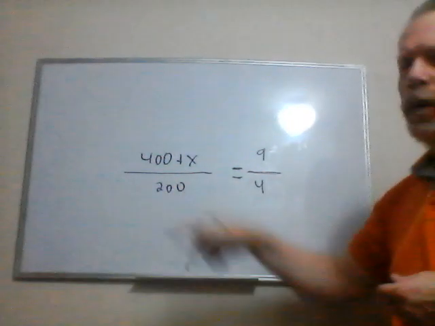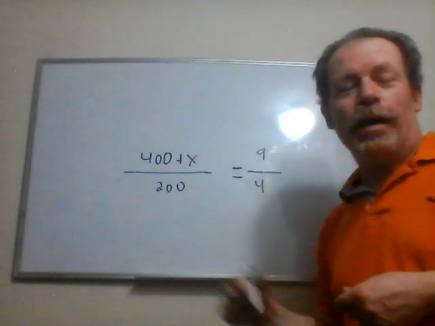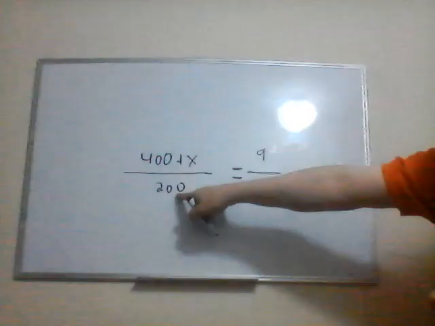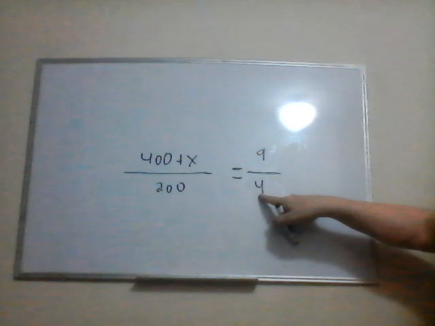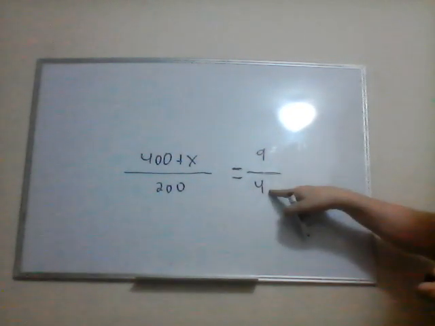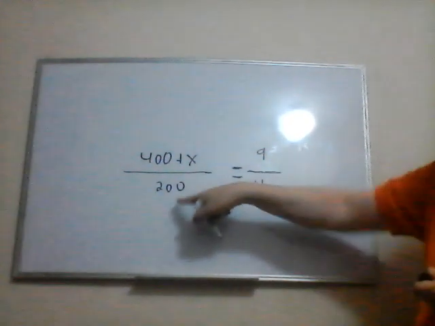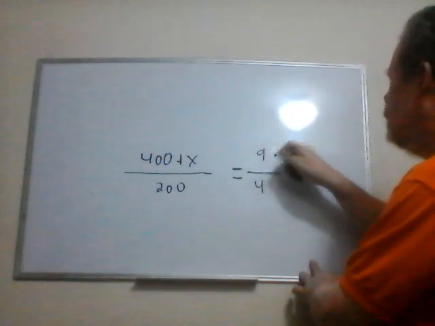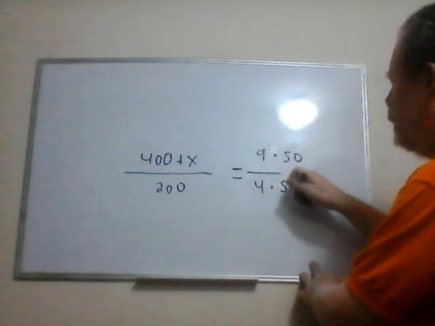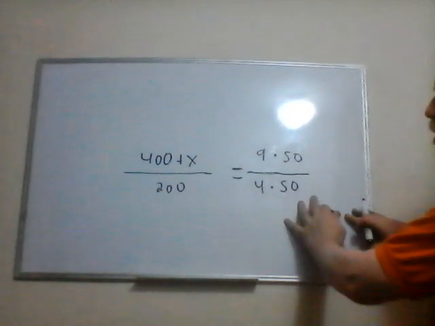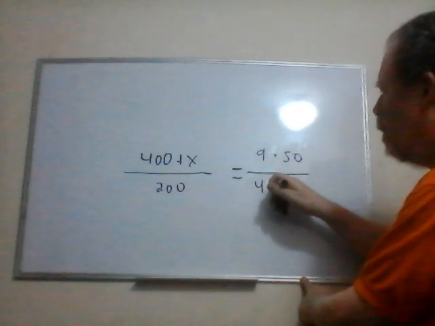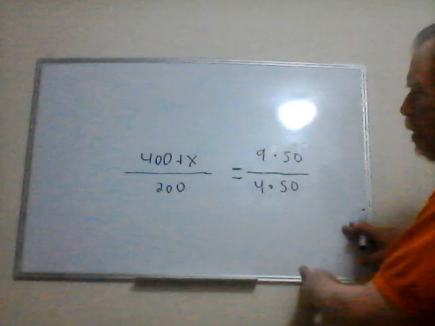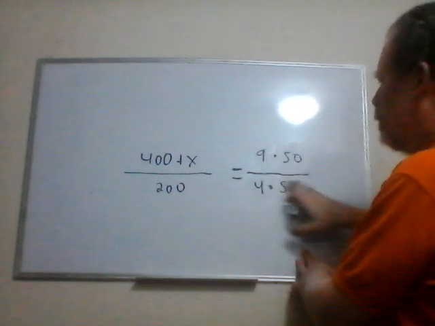From there, opportunistically, I see that the 4 and the 200 have a really simple relationship that I could use to get rid of the denominator completely. This is 50 times that. So if I make this 50 times and this 50 times, I'll have two denominators and the denominators can go away. 9 times 50 and 4 times 50. Okay, you see this? Make sure that you understand this step. For the sake of viewers, I'm doing everything the long way to make sure you can see the whole process. This 4 times 50 converts to 200.